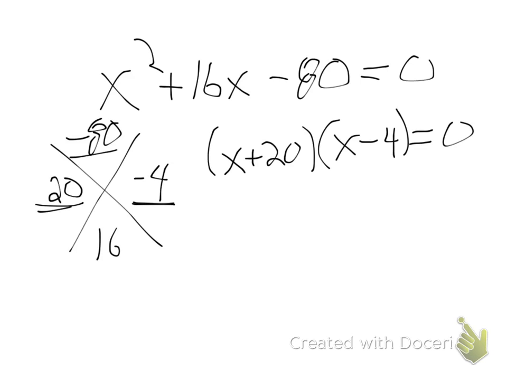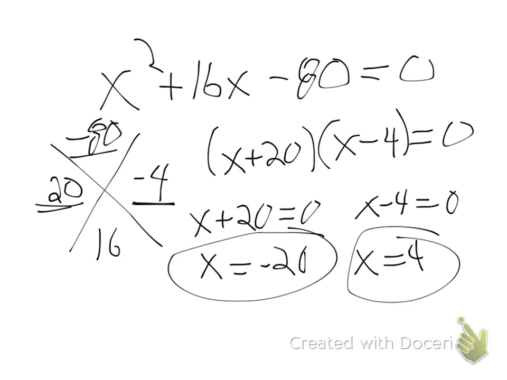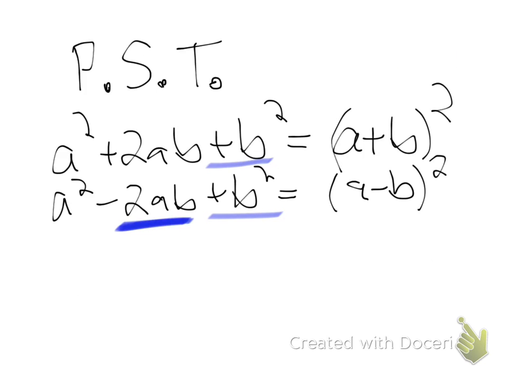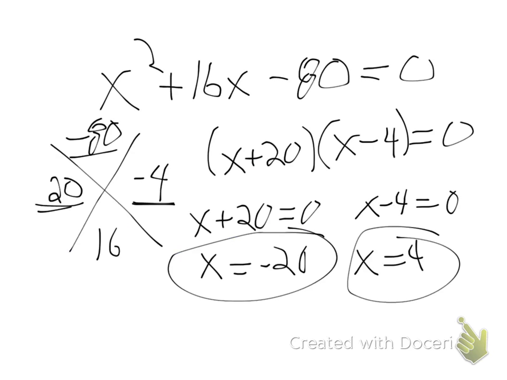We use the zero factor property. We get x plus 20 equals 0 and x minus 4 equals 0. So x equals negative 20 and x equals 4. Got the same exact answer as over here, but we did it a different way. Both ways are totally acceptable. In my class, I would never say you have to solve it this way. Completing the square is just a great way to know how to solve it.